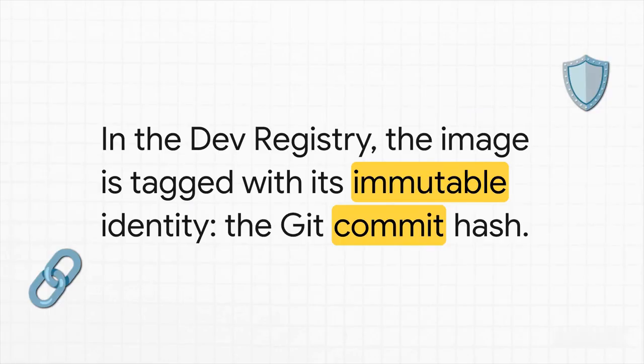Now, here's the really clever part. Look at the first tag we apply. We're not using latest or some random version number. No way. The tag is the git commit hash. This creates an unbreakable link, an immutable identity that ties this specific binary artifact directly back to the exact line of code that created it. Traceability is absolutely everything here.